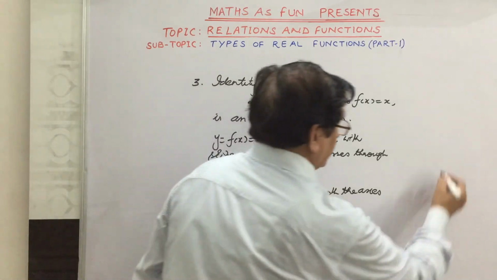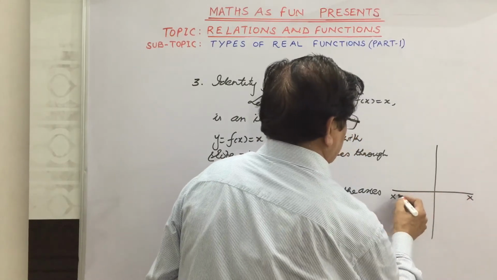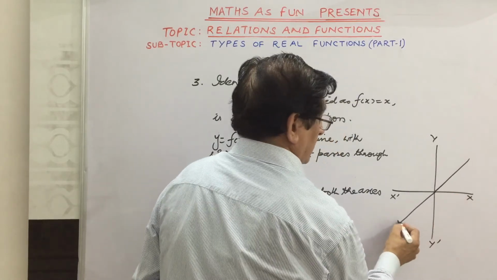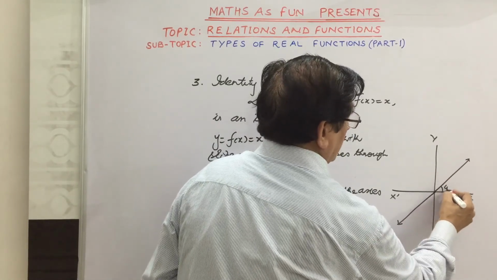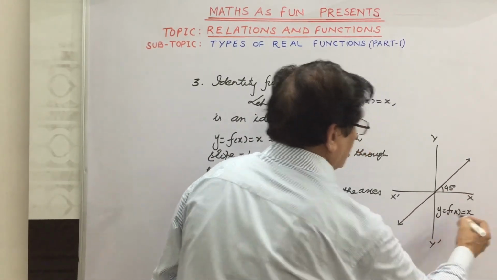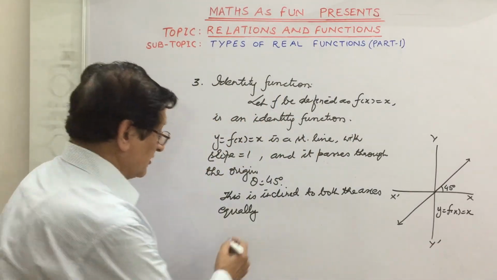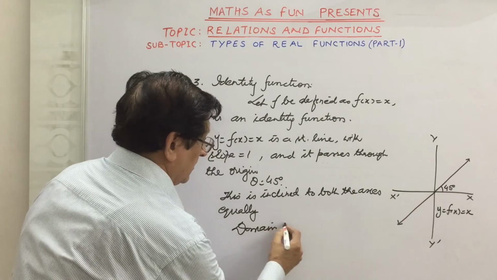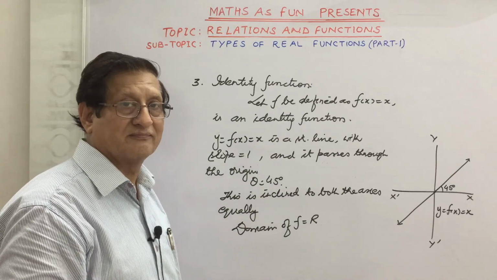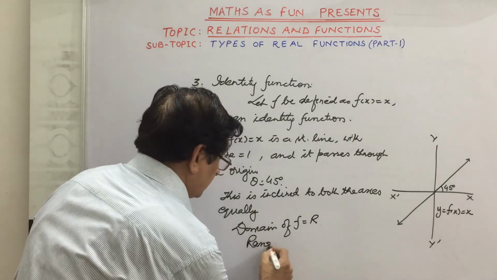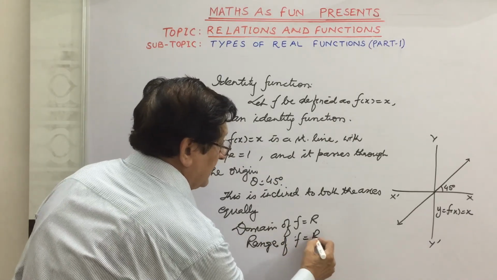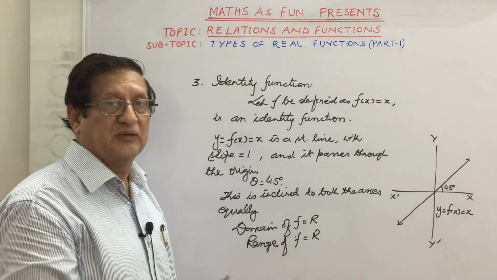We can see the graph of it. If this is x'x, y'y, the line is this one, which is making an angle of 45 degrees with the x-axis, and this is the graph of y = f(x) = x. What about the domain of it? The domain of f is R, because every real number has the image. But what about the range? Here we will find the range of f will also be R, because every element has the image as itself.